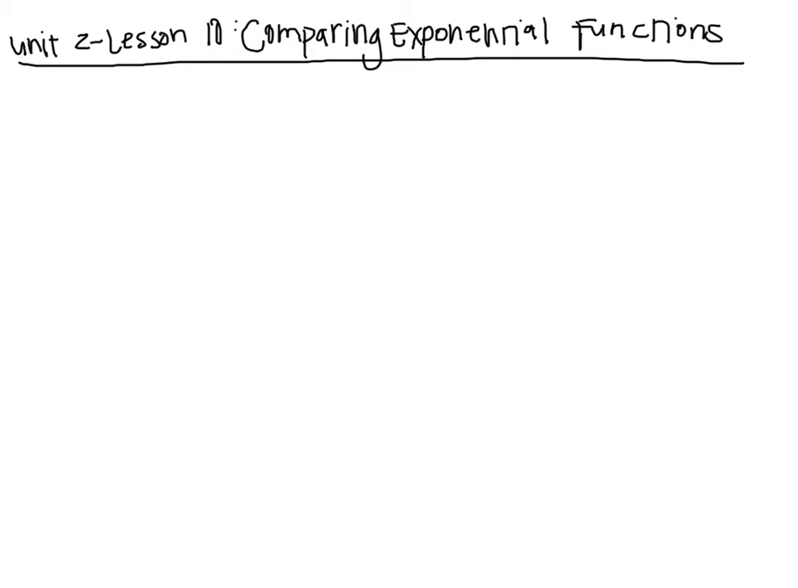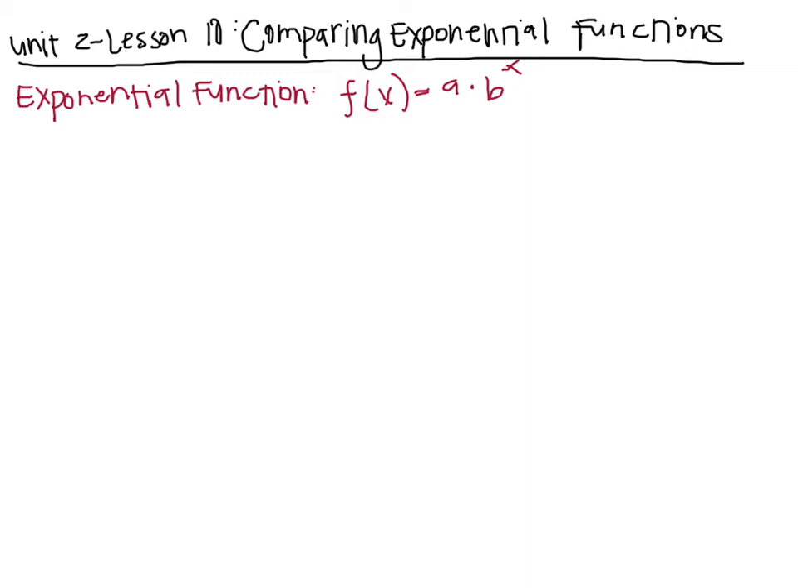First, let's review a few terms that have to deal with exponential functions. An exponential function is a function in the form of f(x) = a times b to the power of x. The big thing about an exponential function is that the input, or the x, is the exponent. An exponential function also has a starting point, which is a, and then a rate, which is b.